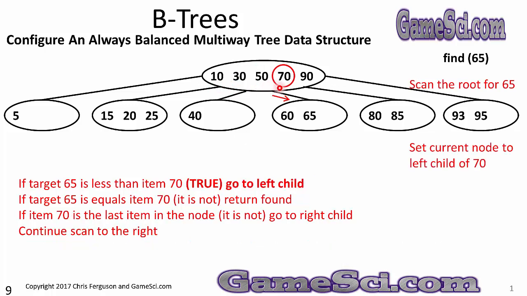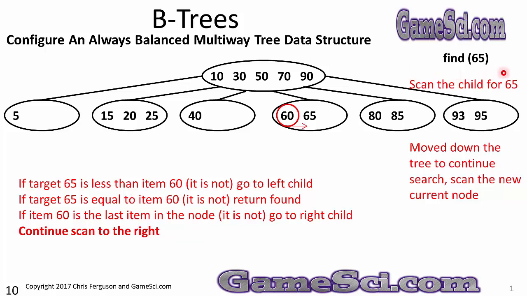Scanning to the right, I find 70. Target 65 is less than item 70. This is a true statement. Let's go to left child. Did you see what happened there? I scanned all the way across this node till I hit a value larger than the one I'm looking for. At that point, I go to the left child down this path. And I'll set the current node to the left child of 70, which is this node right there.